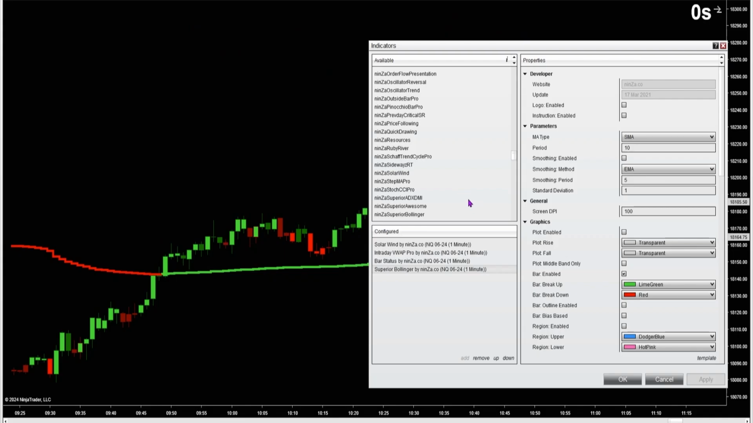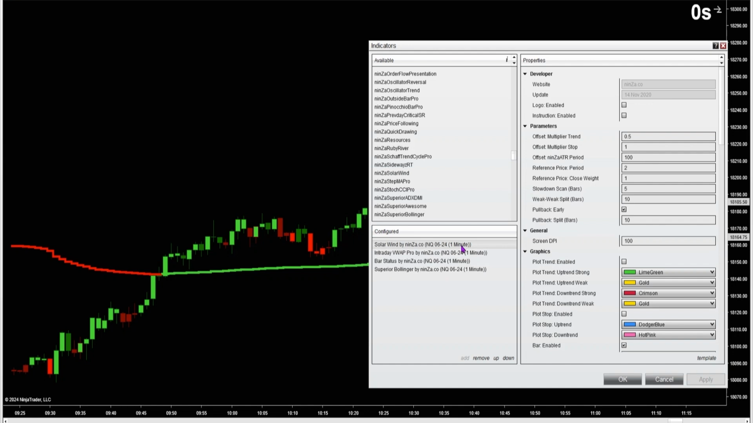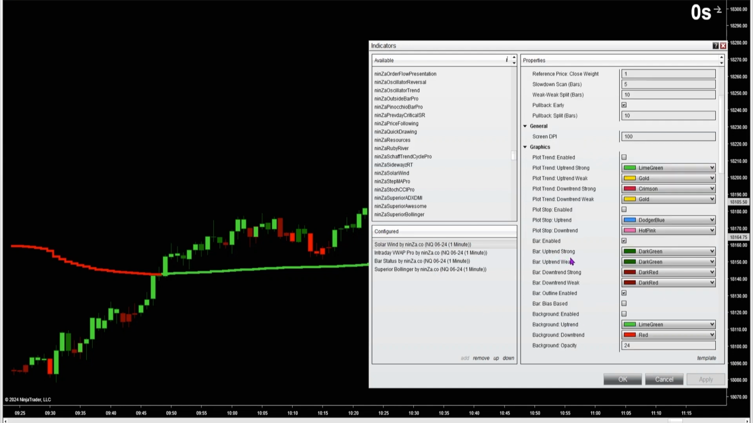So let me show you the settings that I'm using. For the solar wind, I've got my micro trend settings of 0.5 for the multiplier trend and a number 1 for the multiplier stop. Everything else is factory settings on the solar wind. And then for the bar color, I've got dark green and dark red for the uptrend and the downtrend.